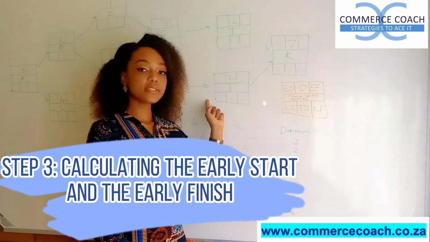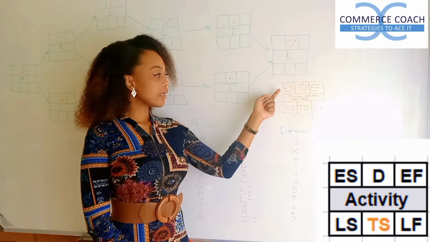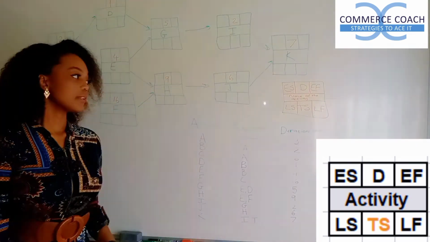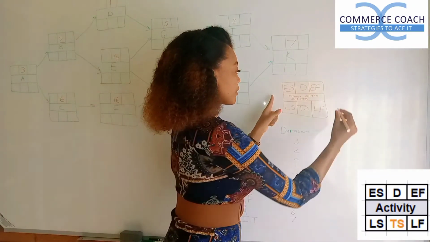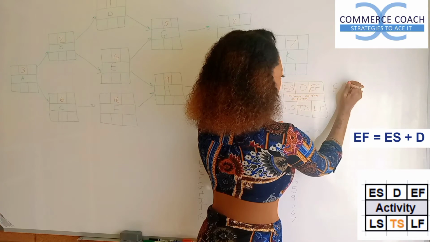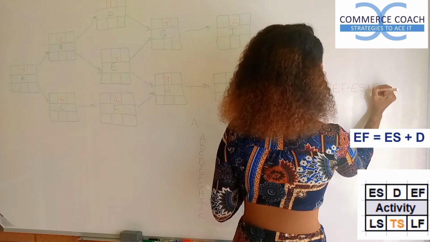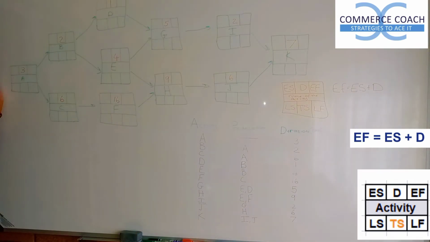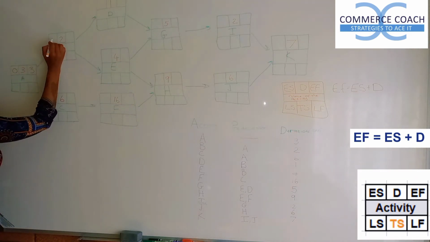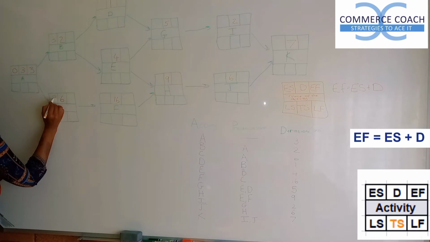Now that we've added the number of days in all of the activities, we can get started with calculating the early start and the early finish. To work out the early finish, we are going to take the early start and add it with the duration. Since activity A is our starting point, the early start is going to be 0. Then we are going to say 0 plus 3 equals 3. Then the early finish for A is going to become the early start for B and C. So we are going to do the forward pass. So 3 will come over here and 3 will also come over here.